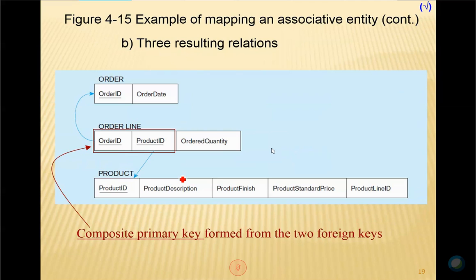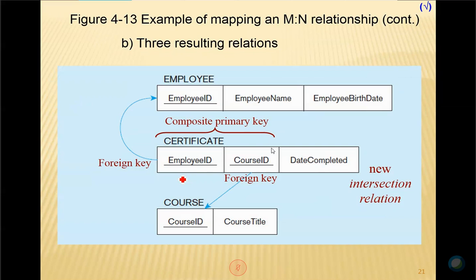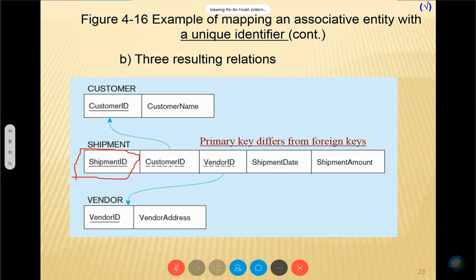Okay, this is kind of simple. And then I think this is the same. Slide 23, also a social entity, but you don't use a composite primary key. You create a simple primary key. This is another way to express a composite social entity.